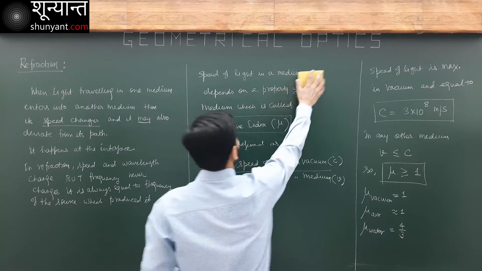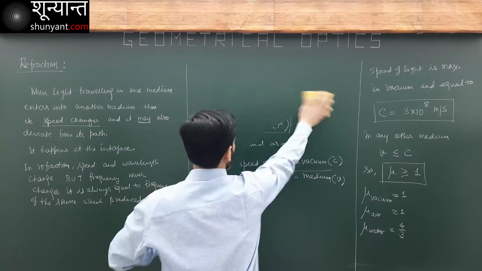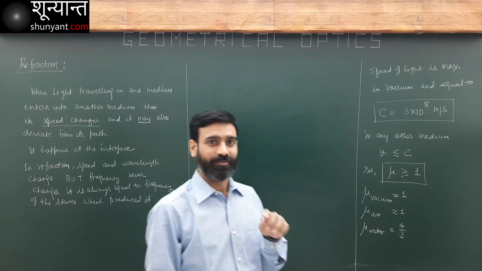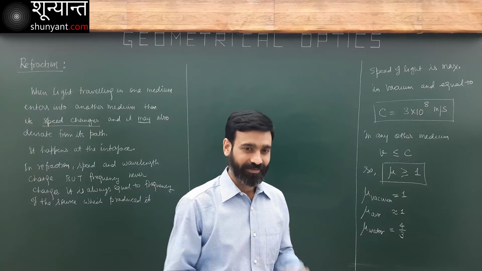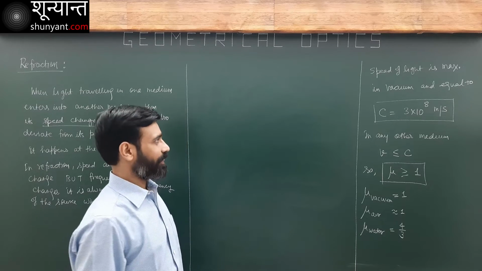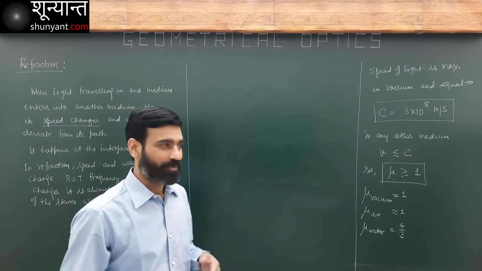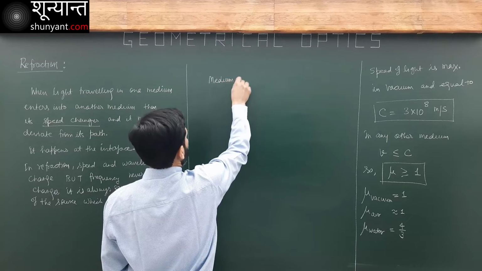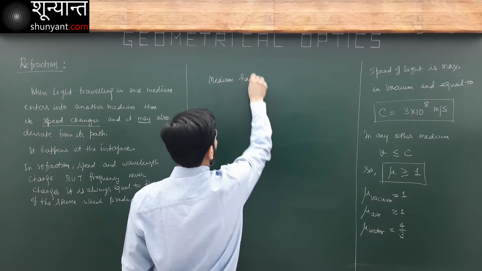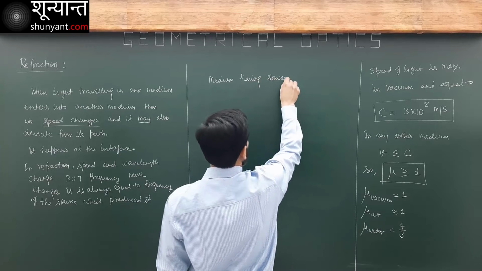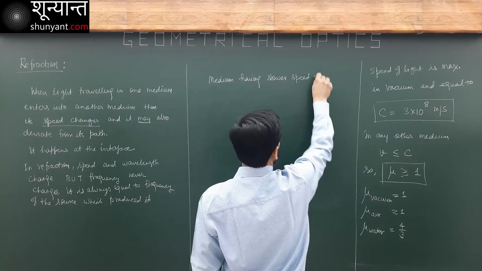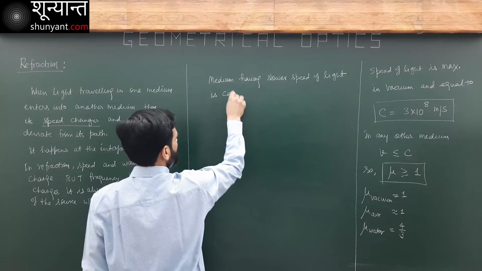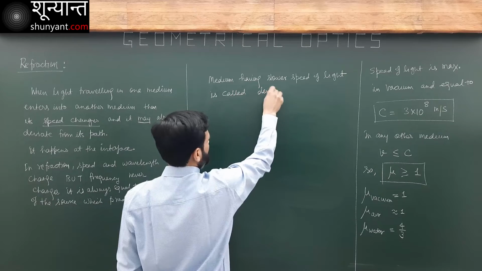Note it down. Then let's look at one other property and then we start doing problems. All of this should not be new to you. You must already have done this earlier also, but we are just revising it quickly. A medium having slower speed of light is called a denser medium.